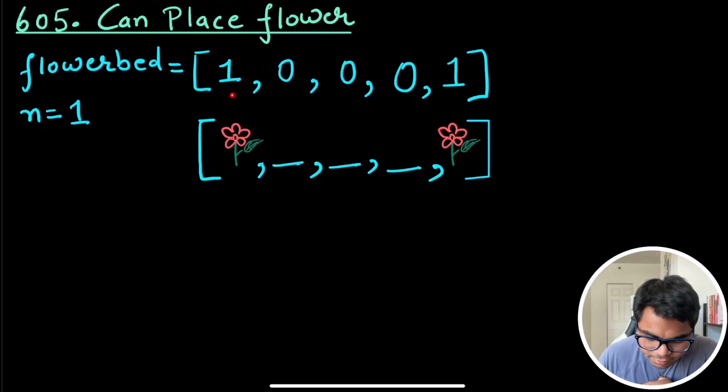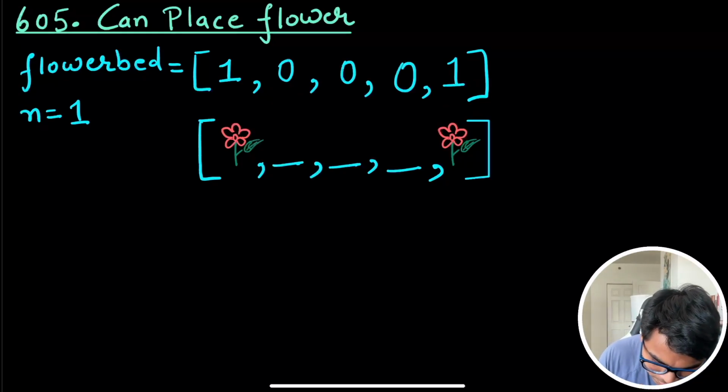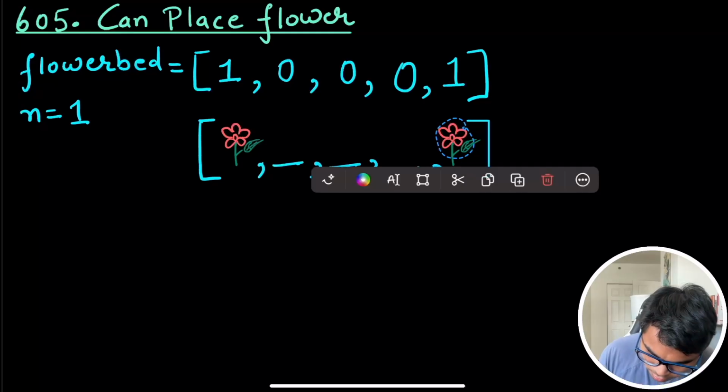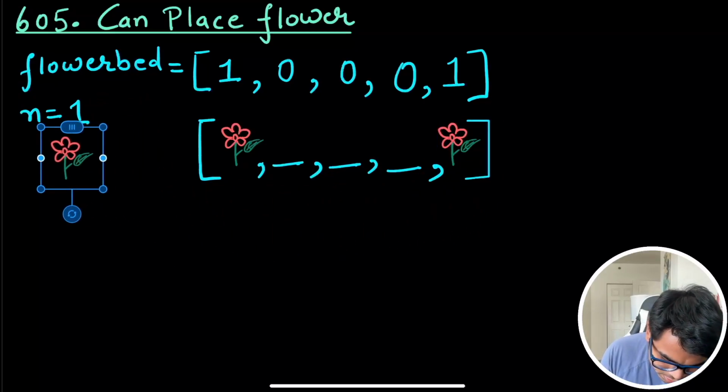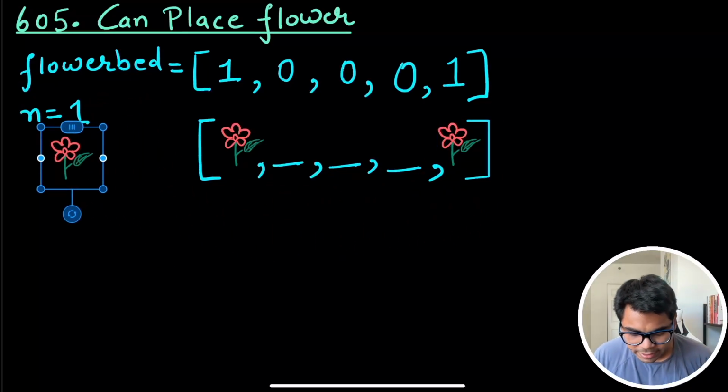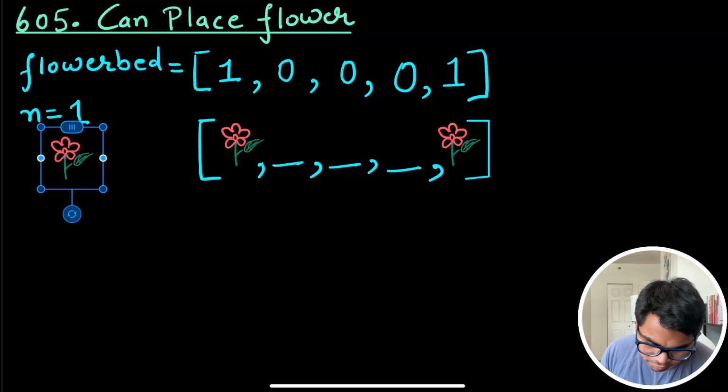We need to return true if we can place this many flowers into our flower bed, where 1 means there is already a flower, and 0 means there is no flower. But if you want to plant one more flower, so we have this one more flower right here, this one flower needs to be placed into our flower bed.